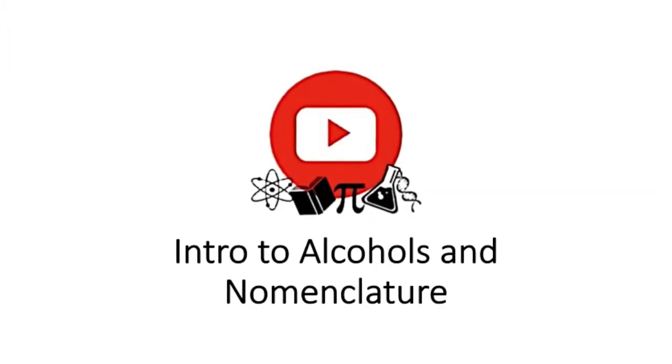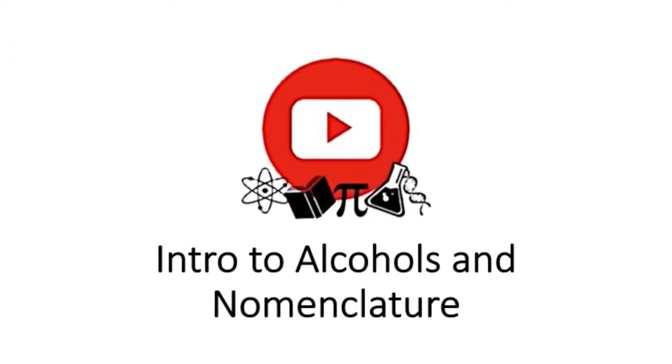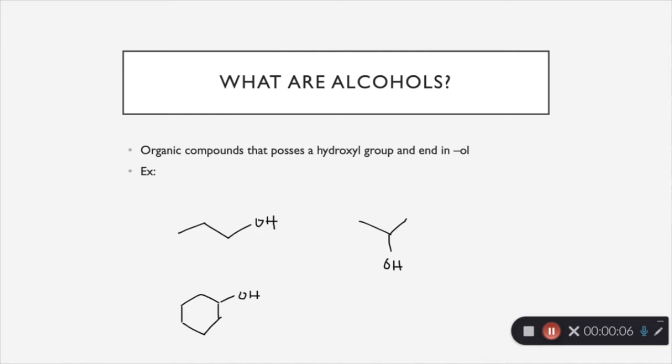All right, we're going to be talking about alcohols and how to name them. So, what are alcohols? They are organic compounds that possess a hydroxyl group and they end in -ol. So, for example, this one would be 1, 2, 3. This would be propanol. This would be 1, 2, 3. This would be 2-propanol. And then this would be 1, 2, 3, 4, 5, 6, cyclohexanol.